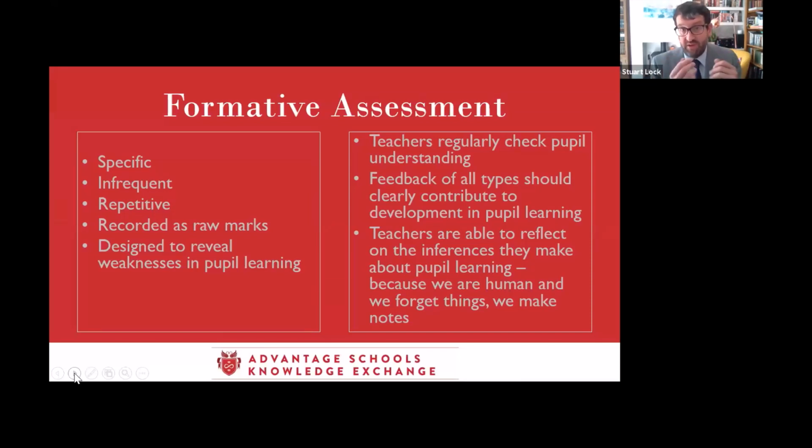And the reason for that is we're human. We can only hold a certain number of things in our heads. If we've got 30 pupils times 5 classes, or in the case of RE times, I don't know, 20 classes or something, how do you hold all the information about what pupils know and can do in your head?